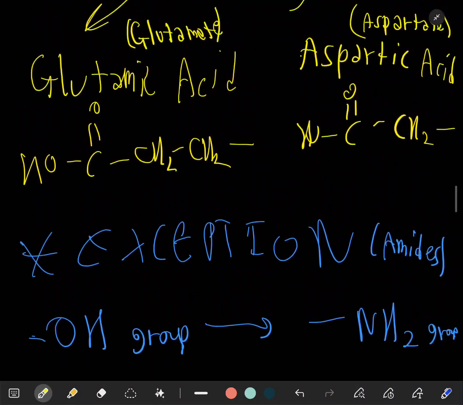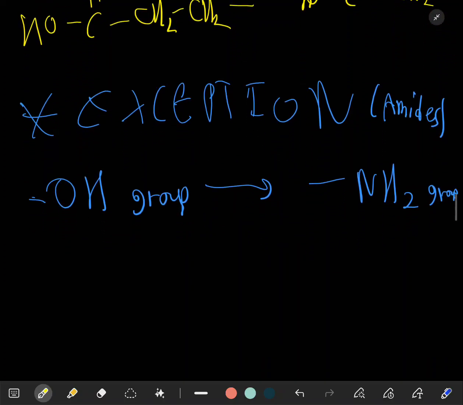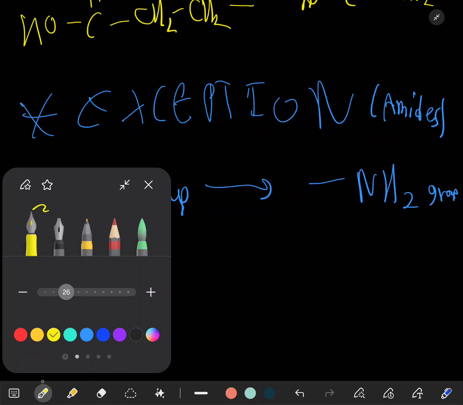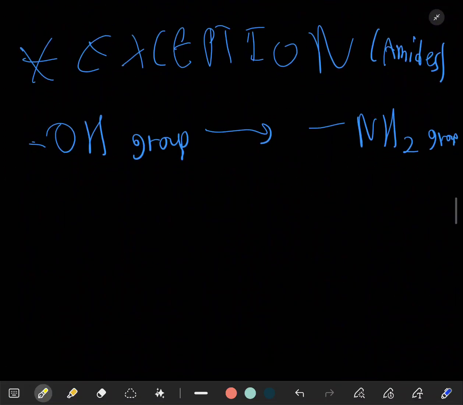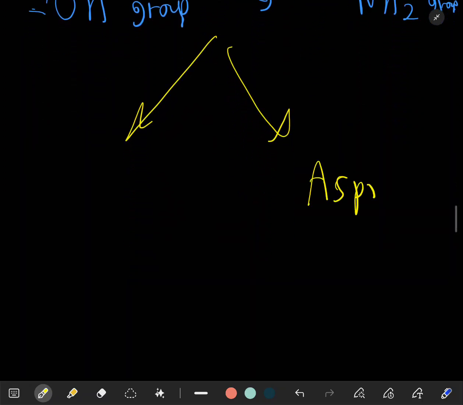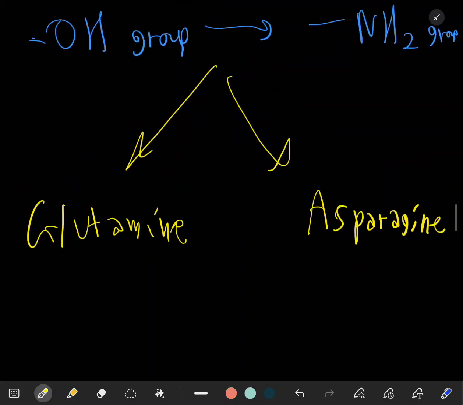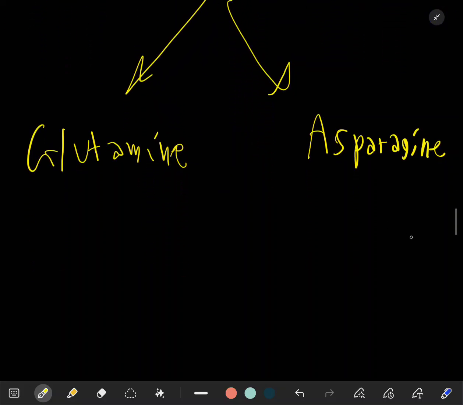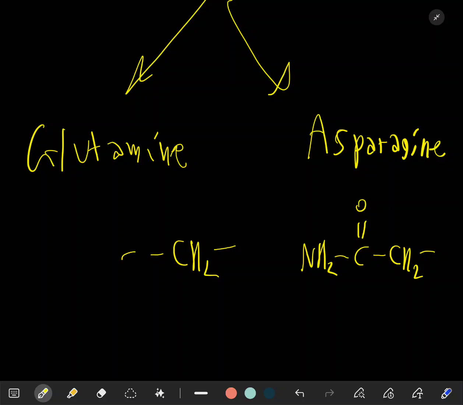Now if we remove the OH from aspartic acid and put the NH2, this would give us asparagine. They are derived from the name aspartic. So we have two, asparagine and glutamine. Asparagine is CH2 C double bond O NH2, and glutamine is CH2 CH2 C double bond O NH2.